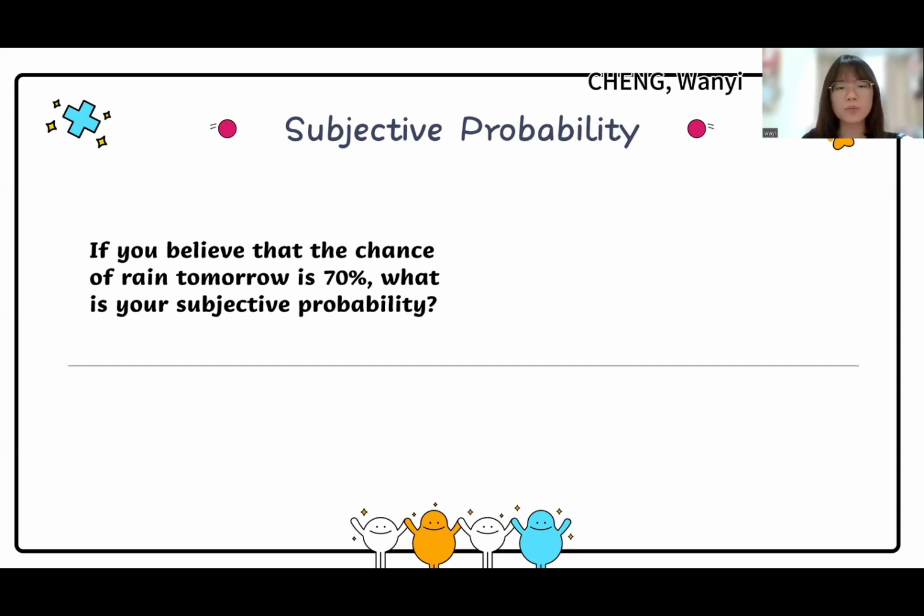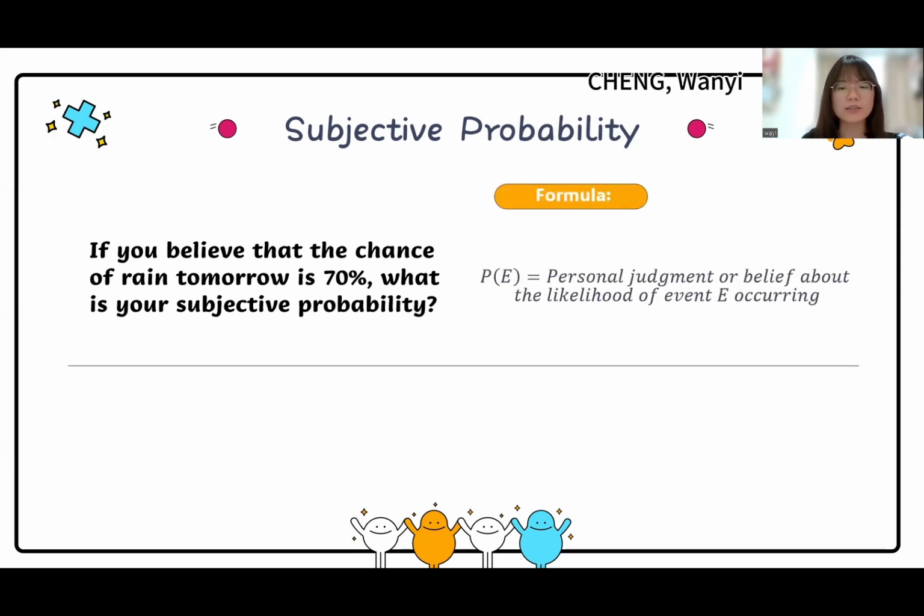Like this example, your subjective probability for rain is 70%, thus the result is 70% is equal to 0.7. This is based on your judgment or experience.